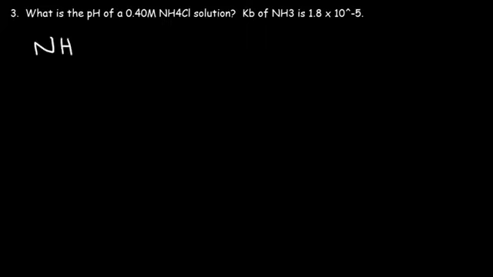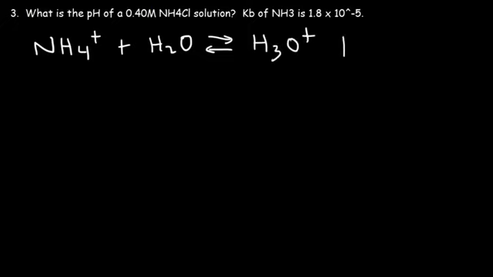So let's write the reaction when it's added to water. Because it's a weak acid, it's going to donate a proton to water. And so we're going to get the H3O plus ion and also NH3. So NH4 plus is the acid, it's the proton donor. Water is the base, the proton acceptor. H3O plus is the conjugate acid. NH3 is the conjugate base.